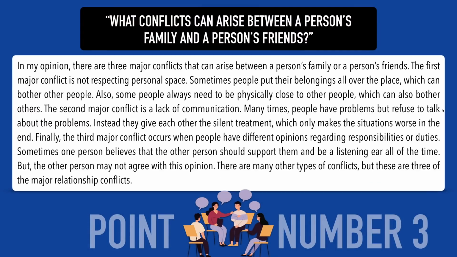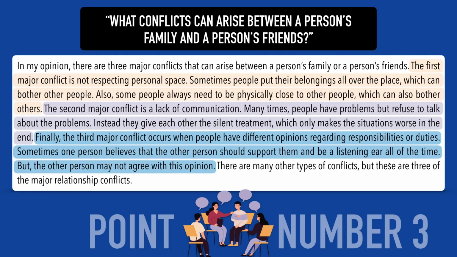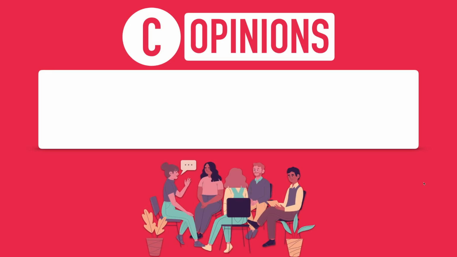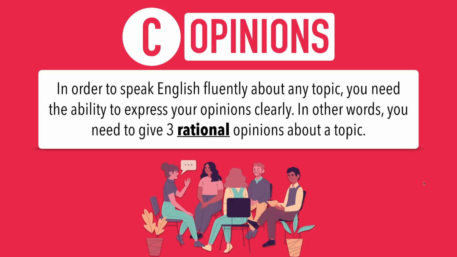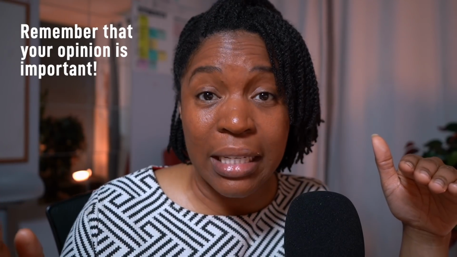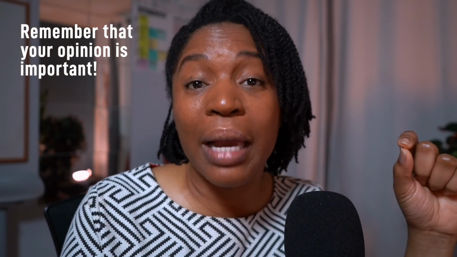Here we go. Again, looking at everything put together, point number 3 and point number 2 and point number 1 all together. You see the thing put together right here. All right, so here we go. Opinions. In order to speak English fluently about any topic, you need the ability to express your opinions clearly. In other words, you need to give 3 rational opinions about a topic. Now, again, this is talking about another method you can use to speak English fluently. As an individual, you have different ideas. Your ideas may be different from other people's ideas. This is where your opinions come into play when you're answering a question.